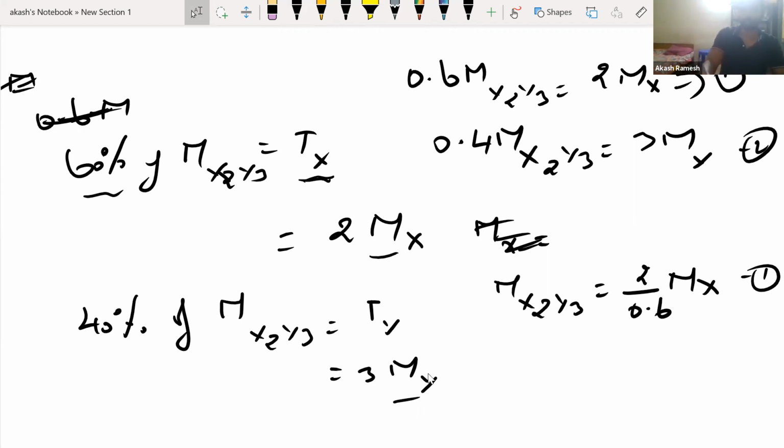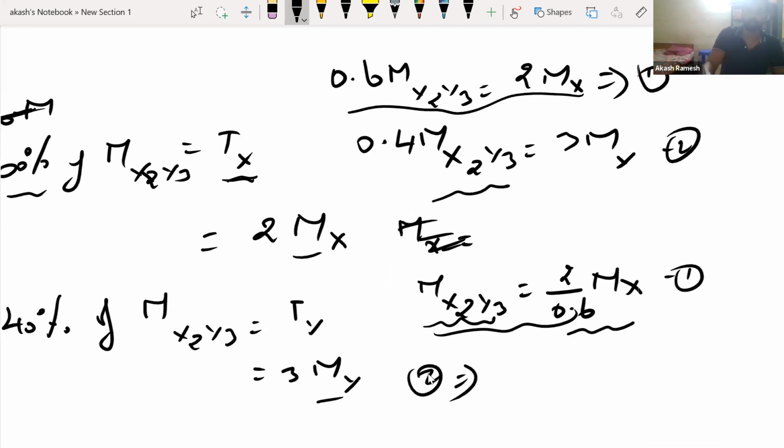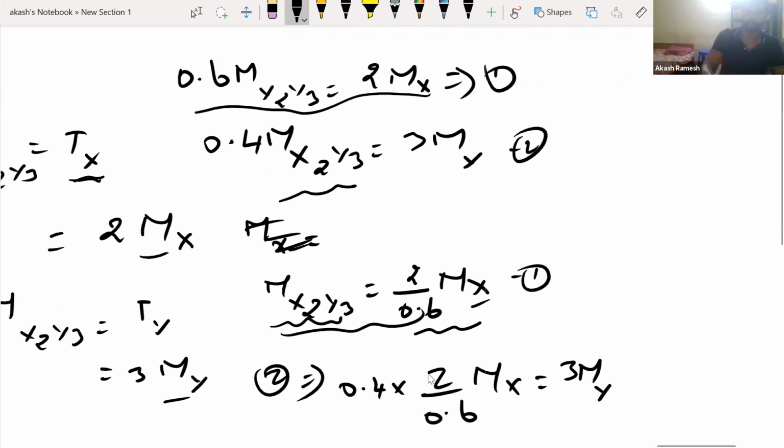What you have to understand, this equation we got from this equation. Now I'll substitute molecular mass of X2Y3 in terms of this. So from equation 2, 0.4 into molecular mass of X2Y3 is what I have, but I'll write it in terms of X. So that would be 2 divided by 0.6 into molecular mass of X is equal to 3 into molecular mass of Y. Now I did nothing. I just substituted molecular mass of X2Y3 as this in this equation. Nothing else I did.